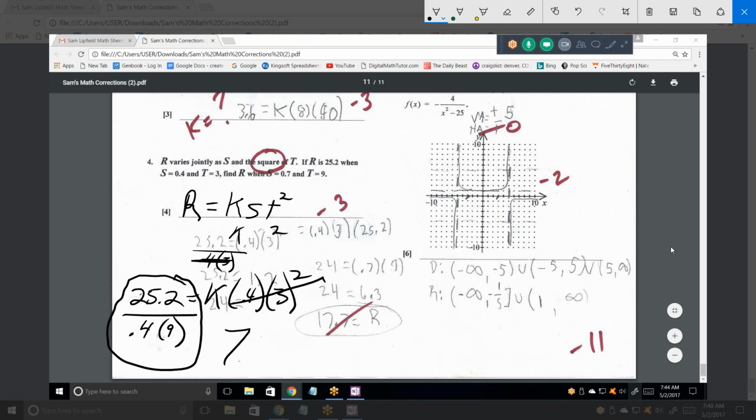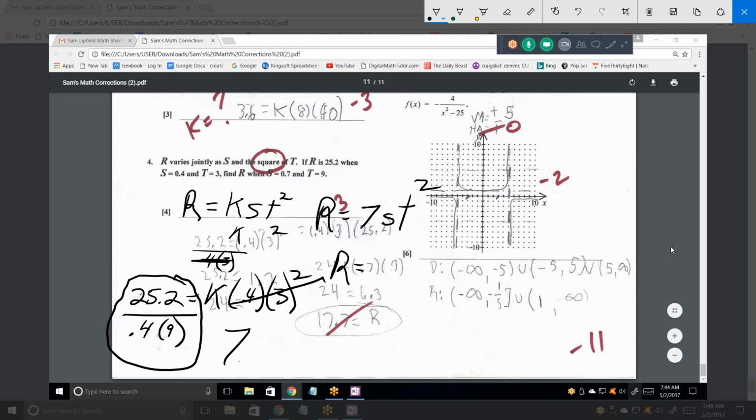In other words, we're only halfway through. We've solved for K. It would be R equals 7s t squared. Now it's saying, find R when S is 0.7 and T is 9. So tell me what to write. Okay, so then you just plug in all the... Tell me what to write, Sam. You're reluctant to do that, and I kind of want to force you out of that.